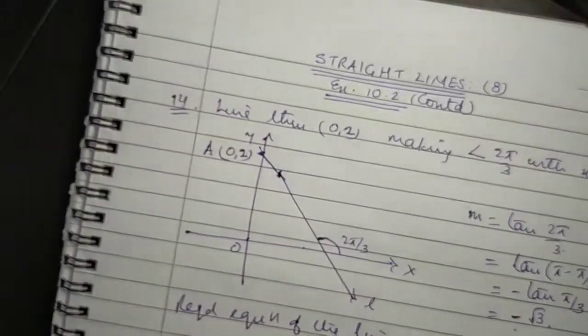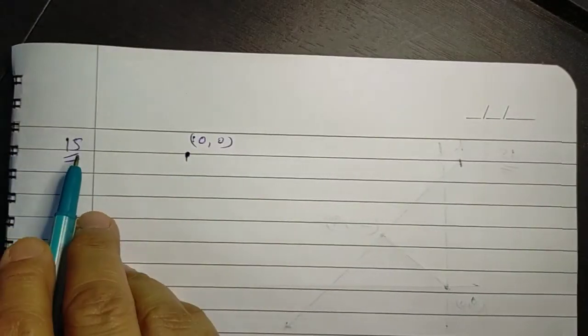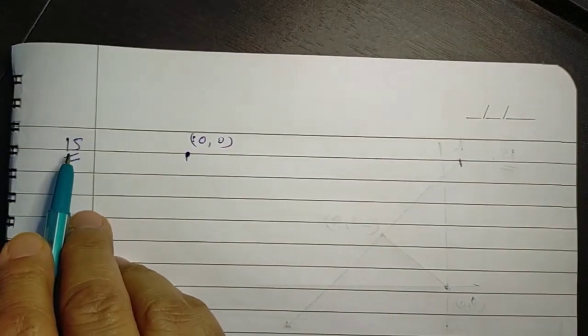So you can clearly see that this way we can do any and every question. Simply draw a rough sketch and write down whatever is given to us, and then try to find out what is required. Now let us start with question number 15.